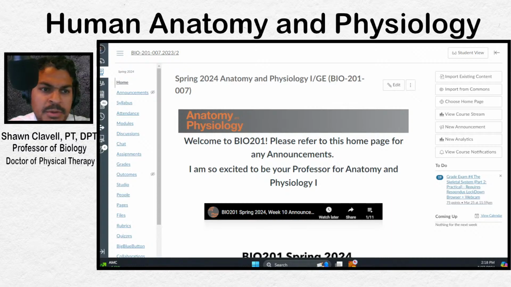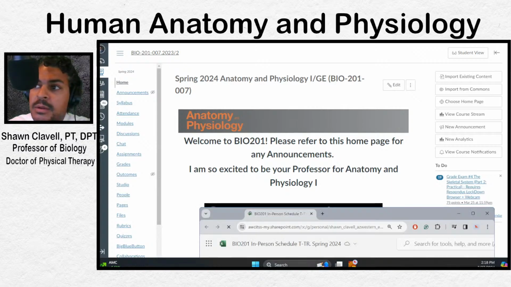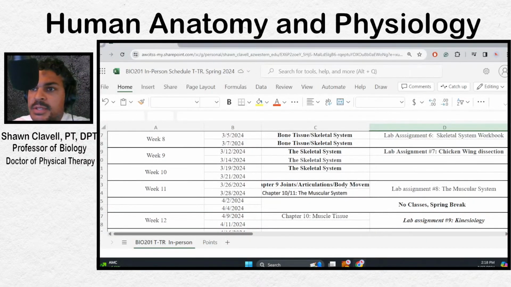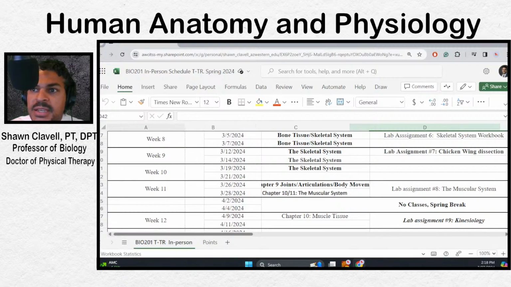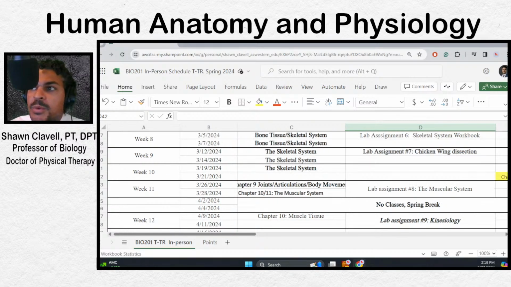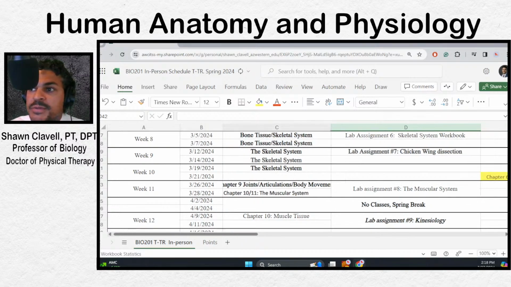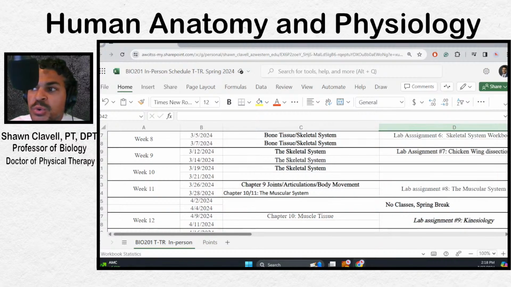Let me pop up a little schedule here as we take a look. There's the schedule. We're here in week 11, encompassing March 25th through the 29th. We've just finished the skeletal system, and now we're looking at joints, articulations, and body movements.